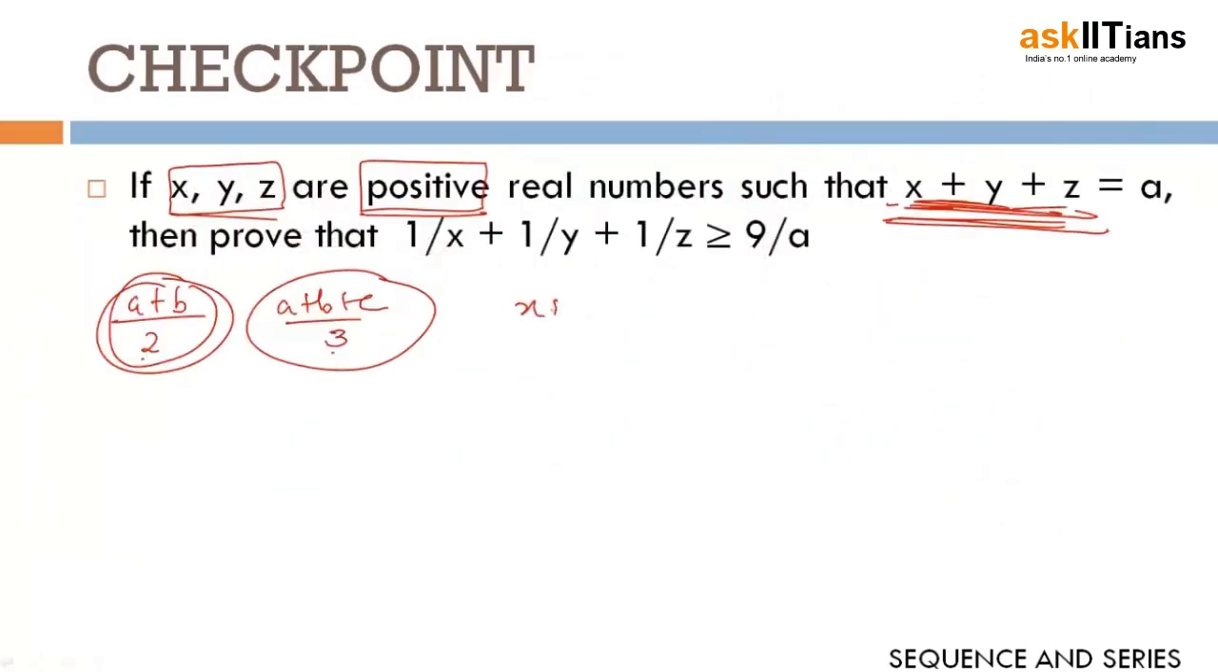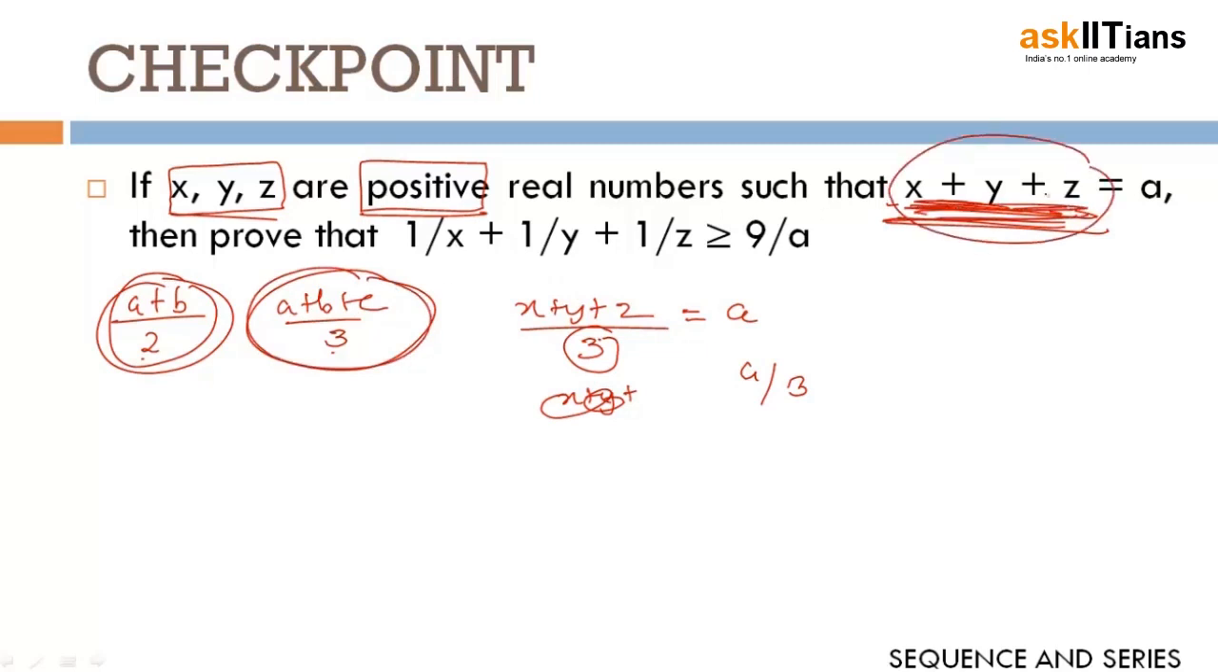So clearly x plus y plus z, if I talk about this, will be 3a, basically x plus y plus z. Now why is this 3? So this will be equal to a by 3 basically, if we talk about the arithmetic mean of these three numbers.